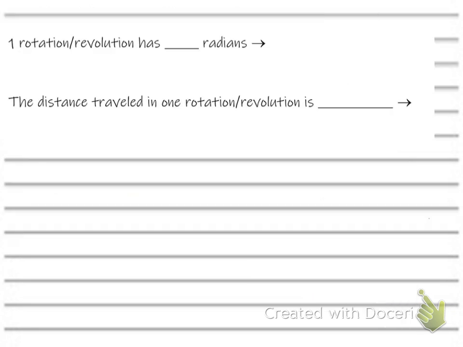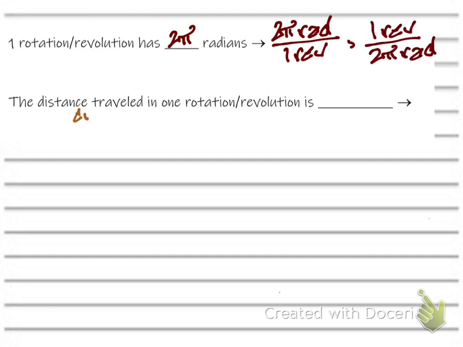First, if you think about a circle, every rotation, revolution, one time all the way around the circle would be 2 pi radians, right? So that means we can set up a ratio that is either 2 pi radians in one revolution or one revolution in 2 pi radians, right? So we can use those two ratios interchangeably depending on what needs to cancel.